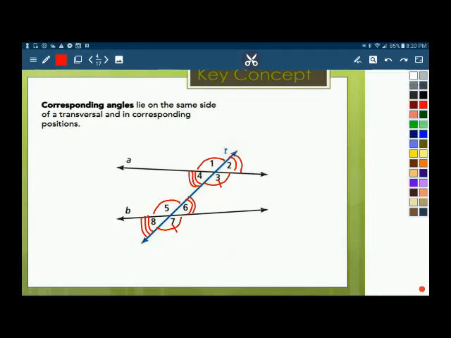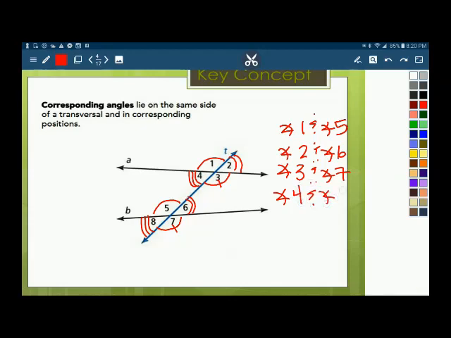I would list angle 1 and angle 5, angle 2 and angle 6, angle 3 and angle 7, and then angle 4 and angle 8. Those are 4 pairs of corresponding angles.